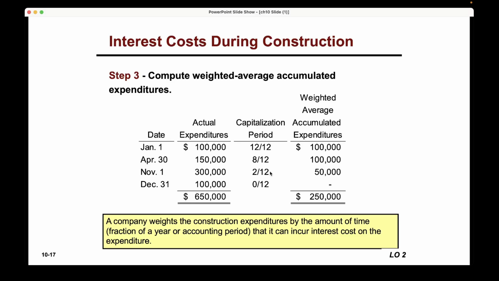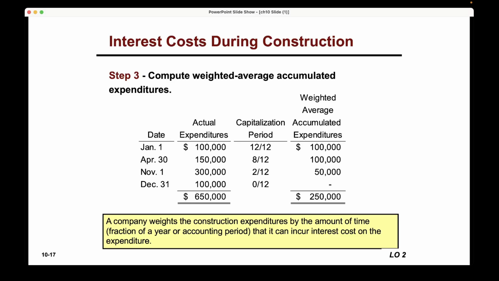Okay, let's take the expenditure on 31st December here. It's zero. It's 0 over 12, because the 100,000 here was outstanding for no time at all. It's not long enough to be considered for capitalization in terms of its interest.